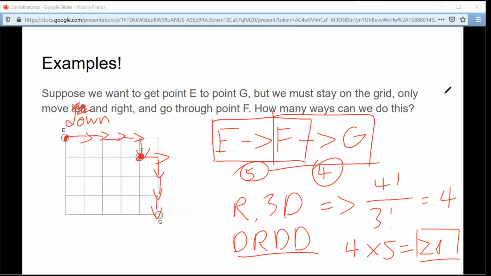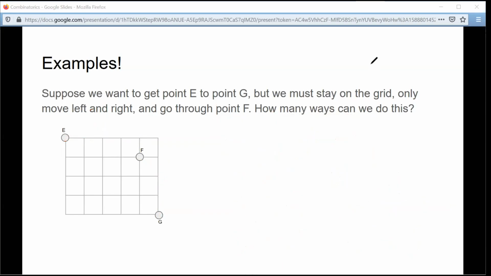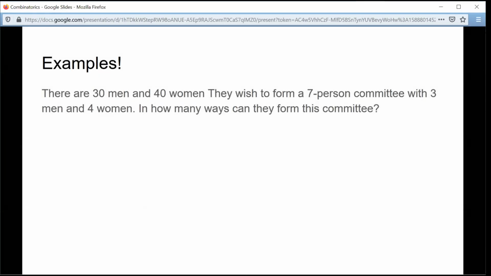Okay, so we're gonna ignore that number right there. More examples. There are 30 men and 40 women. They wish to form a 7-person committee with 3 men and 4 women. In how many ways can they form this committee? So I'll give you guys a few minutes to think about that.